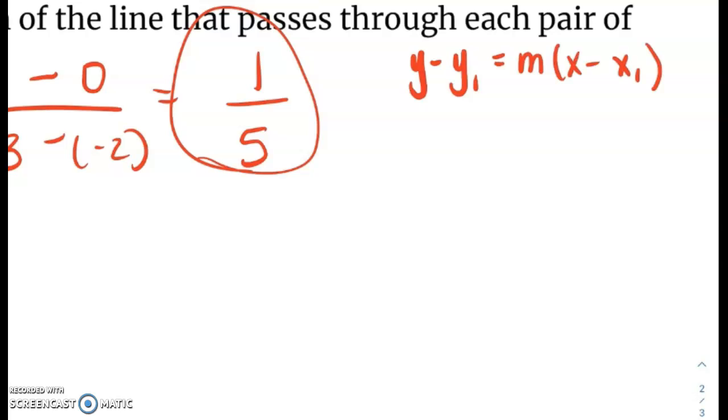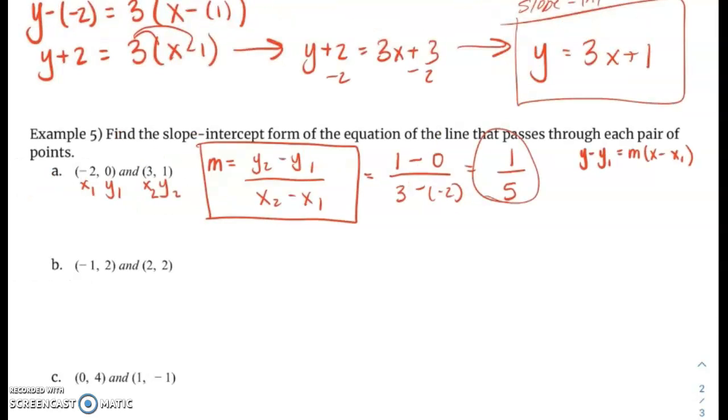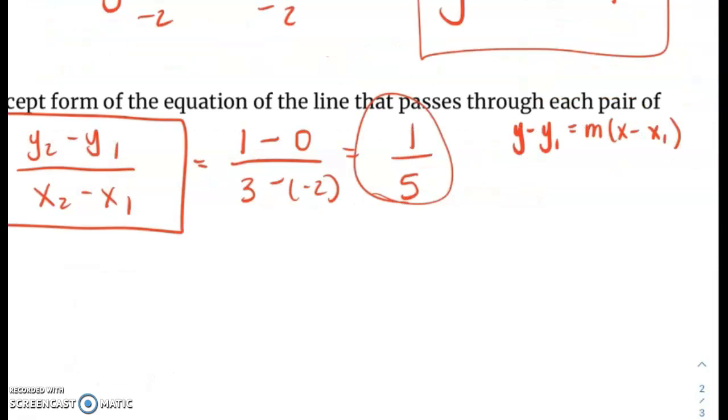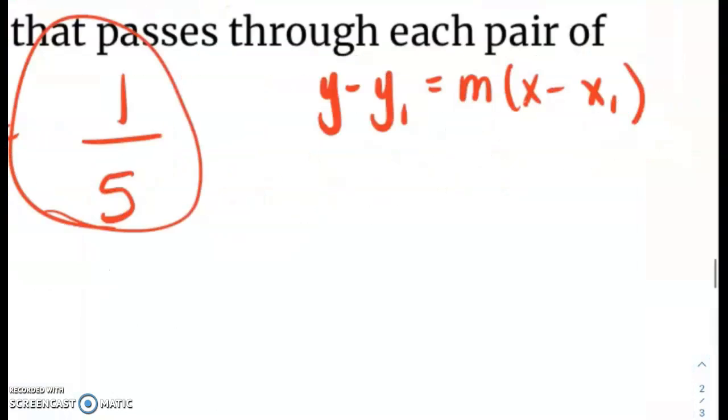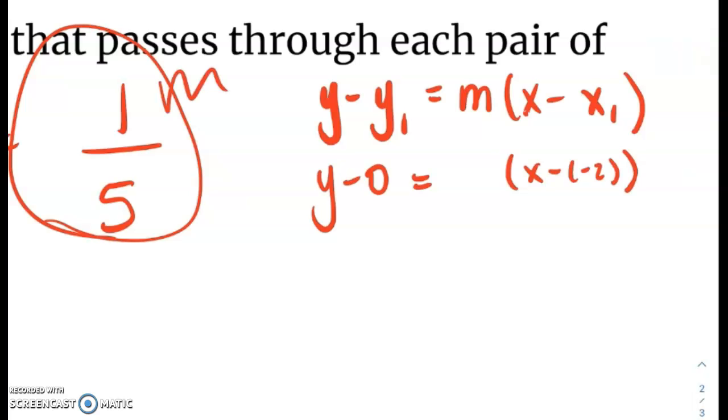And pick one of the points. It does not matter which one you choose. I'm going to pick the one that has 0 in it, because 0 is an easy number. So I'm going to plug in that x1 and that y1. So -2 and 0. And I'm going to plug in, this is my slope, so plug in 1/5.